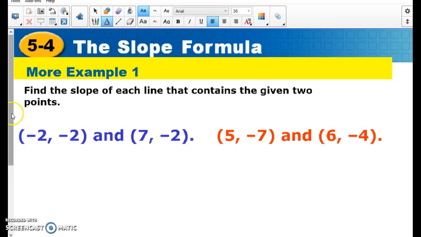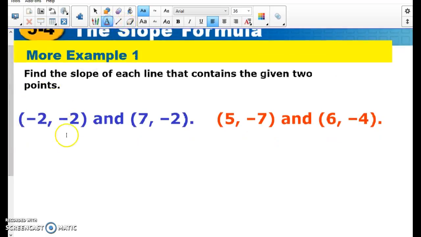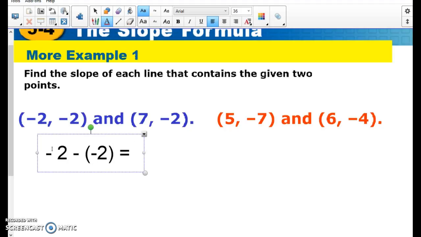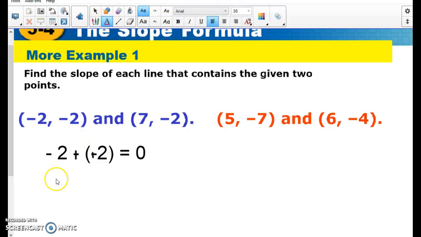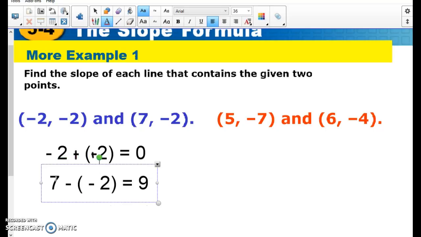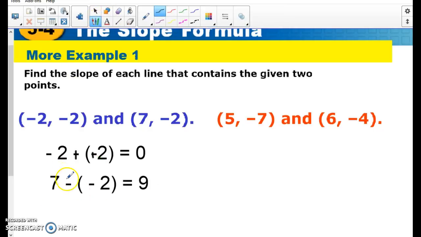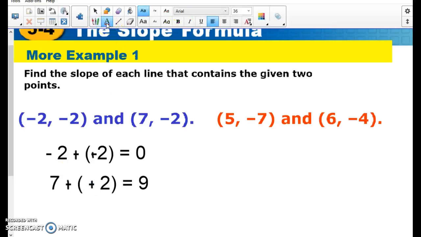Okay? Same thing with this one in blue. So I'm subtracting my y's. So I have -2 minus a -2, which is going to equal 0, because remember what happens to that minus minus? It makes a plus. And then for my x's, I have 7 minus a -2. So again, I have a minus minus, which is going to make a plus. So 7 plus 2, which is 9. And then 0 over 9 is just going to be a 0 slope.